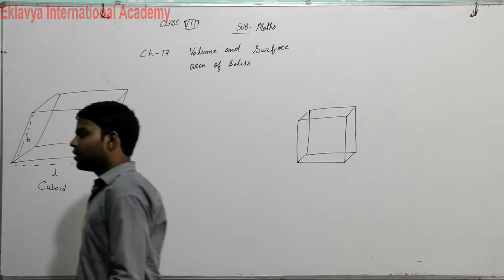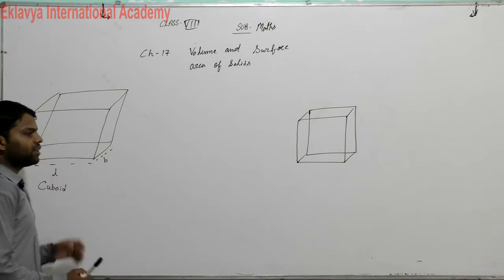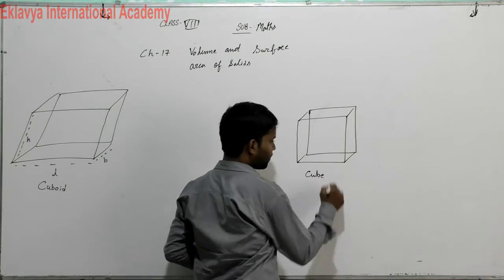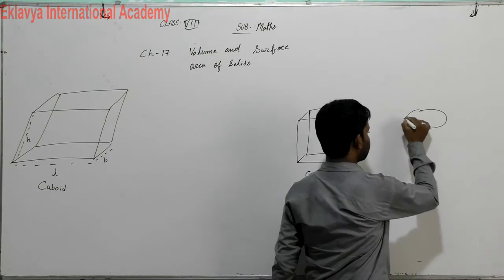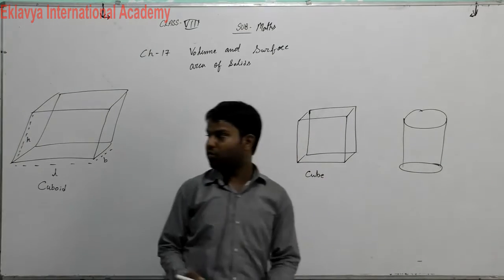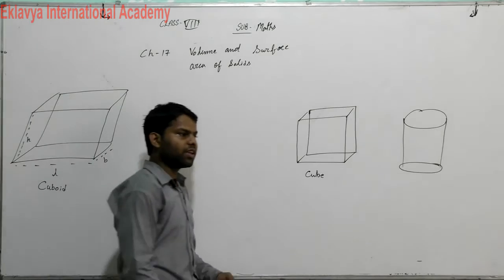Now solids come in so many shapes, like cuboid, cube, cylinder. So if we want to find the area and volume of these solids, how can we find them?